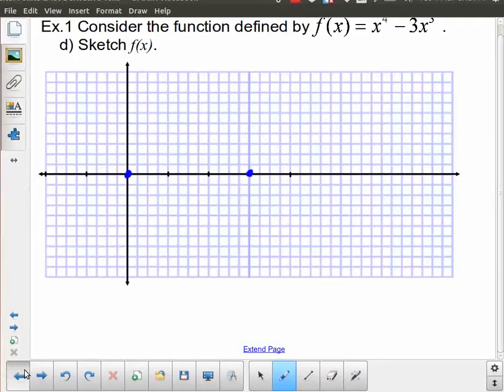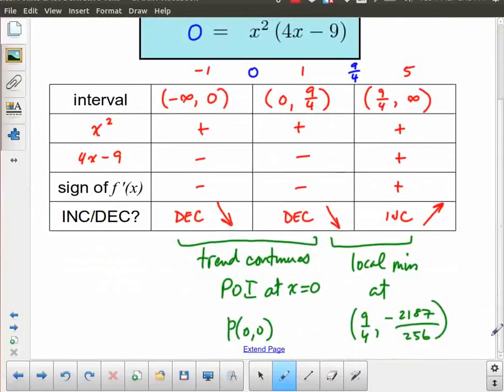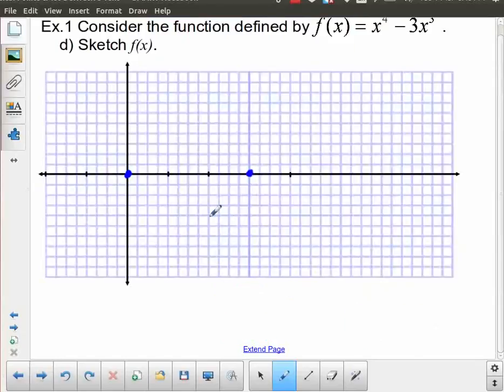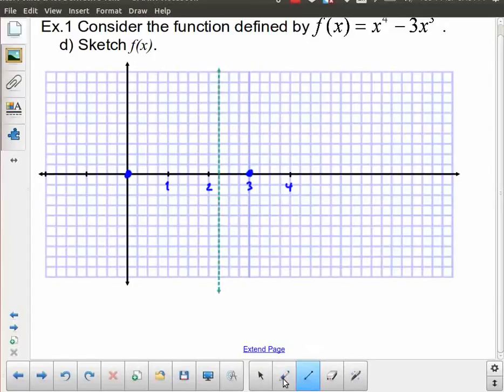Now, what do some of these other things tell me? I know I have a local minimum at 9 over 4. Now, I chose my scale pretty carefully in advance here. You can see I've broken up each of my, if this is 1, 2, 3, 4, I've broken this up into 4 pieces. So 9 over 4 would be 1, 2, 3, 4, 5, 6, 7, 8, 9 over 4. So along this line is going to be my minimum.